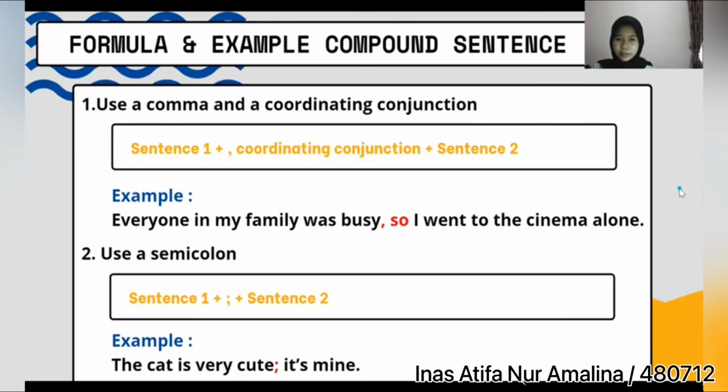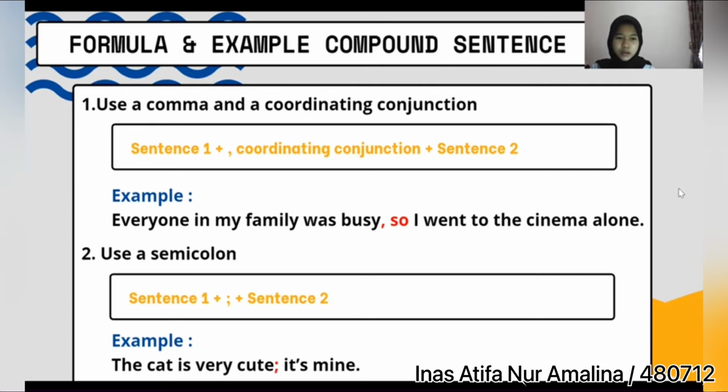Formula and example of compound sentence. Number 1. Use a comma and a coordinating conjunction. Sentence 1 plus comma, coordinating conjunction plus sentence 2. Example: Everyone in my family was busy, so I went to the cinema alone.